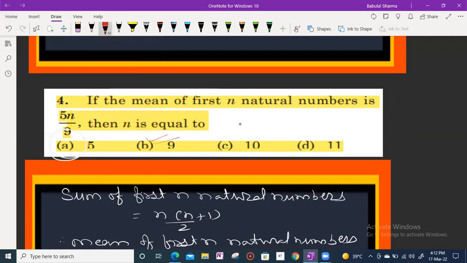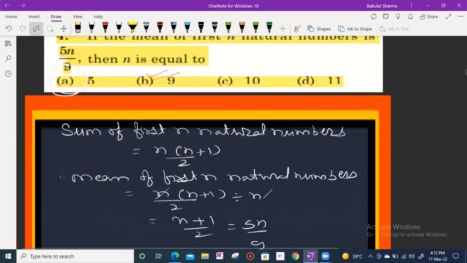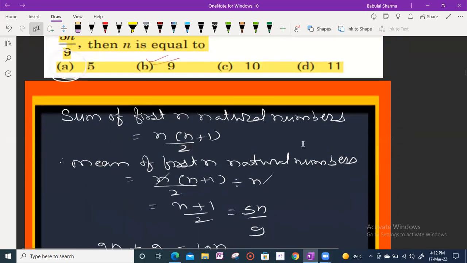B is the correct option. So if the mean of first n natural numbers is 5n upon 9, then the value of n will be given by 9. Student, keep in mind that sum of first n natural numbers is given by n into n plus 1 by 2, and this comes from the chapter arithmetic progression.